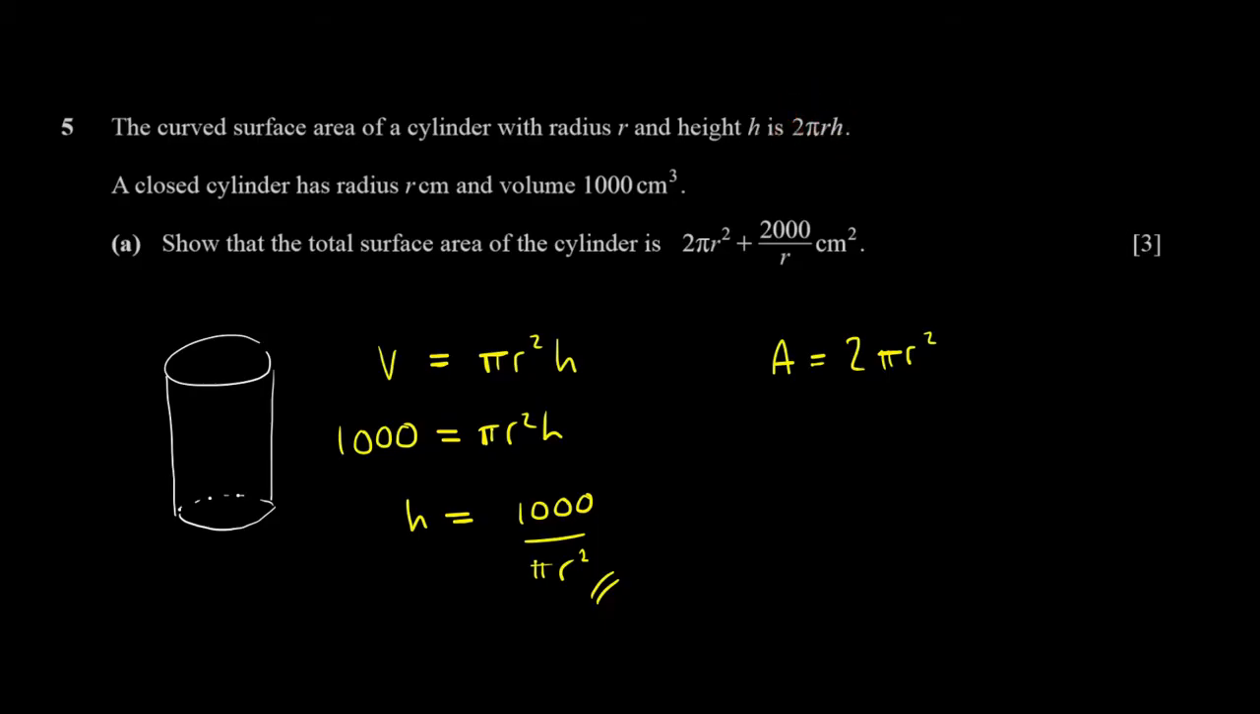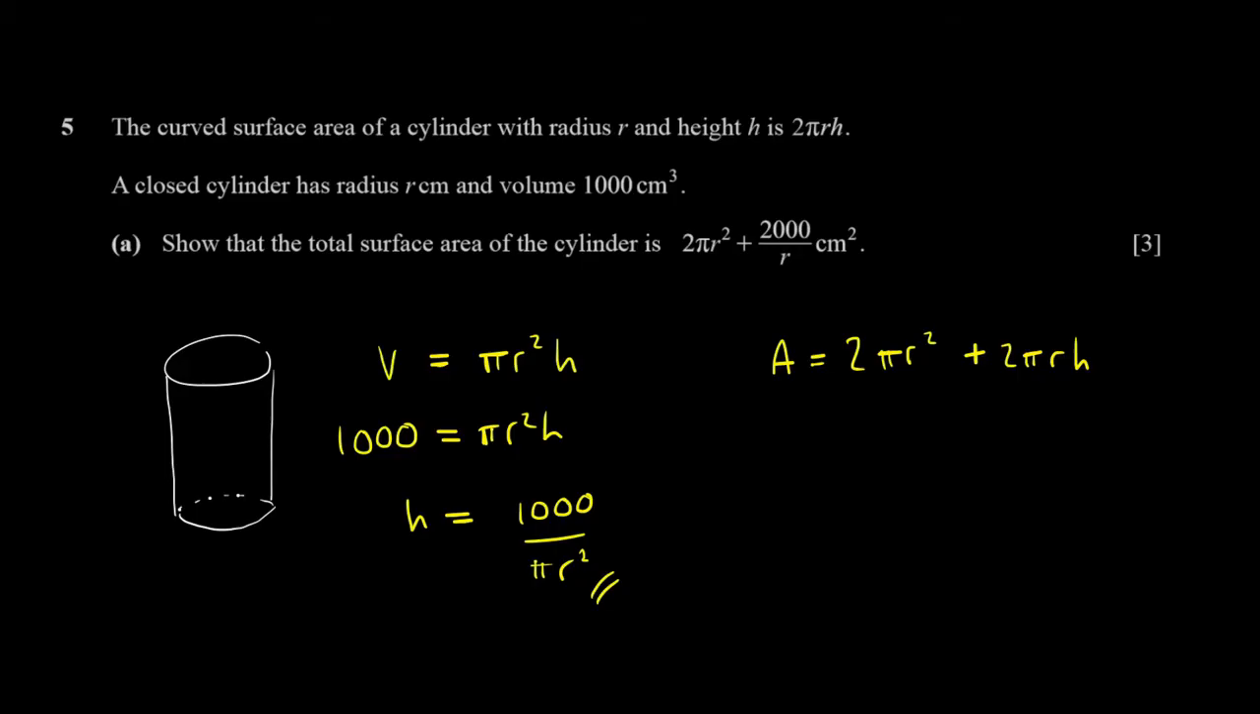Now, if you're wondering why that's the case, the curved bit is this bit here. You take the length on the bottom, which is the perimeter of a circle, that's 2 pi r, and then you times it by the height h. So here we get 2 pi r h.